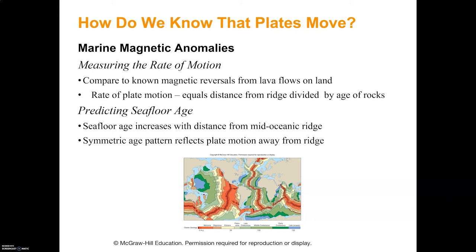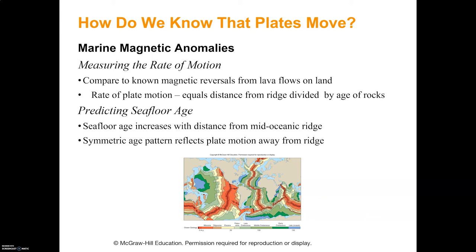All right, so how do we know that plates move? Well, we can measure their rate of motion. And we can compare the known magnetic reversals from lava flows on land, and that rate of plate motion equals the distance from the ridge divided by the age of the rocks.